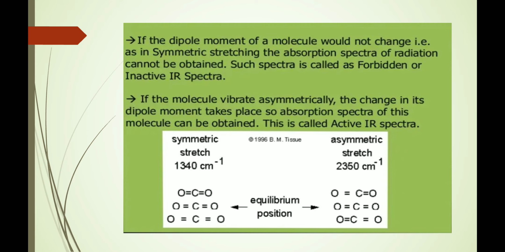If the dipole moment of a molecule does not change, as in symmetrical stretching, the absorption spectra of radiation cannot be obtained. Such a spectrum is called a forbidden or inactive IR spectrum. If the molecule vibrates asymmetrically, the change in its dipole moment takes place, so the absorption spectra of this molecule can be obtained. This is called an active IR spectrum. Here we can see the symmetrical state and the asymmetrical state.